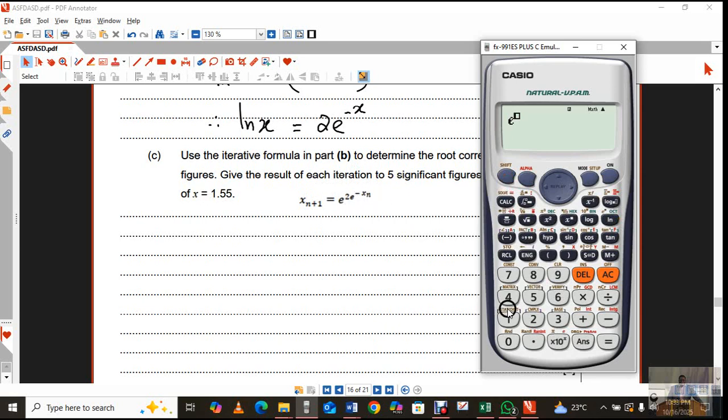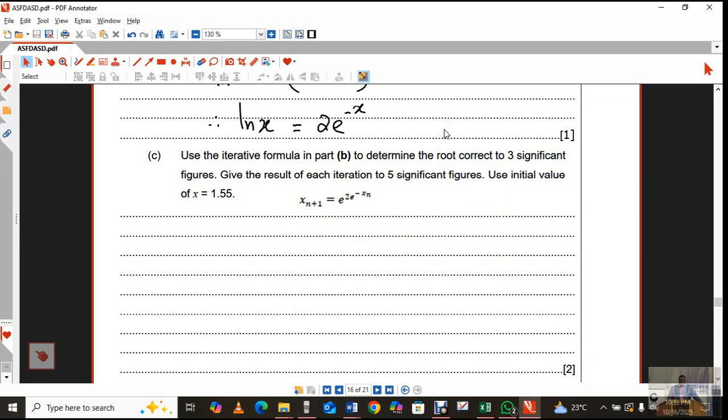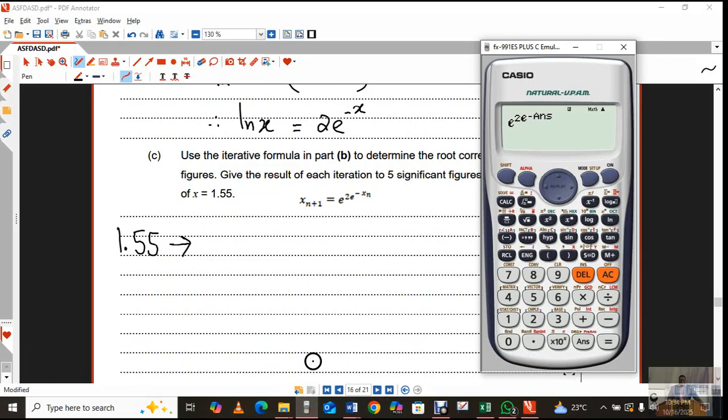So raised to the 2e, just follow what I'm doing there. It automatically puts a negative when you put that. Now I'm not going to put 1.55; I'm just going to say answer because it's within that. I'm going to press equal to every time. The first one is given, and I'm going to write it like so. The initial one is given as 1.55, but it's going to be the second one. And you don't have to write x sub 0 or x sub 1 is equal to that.